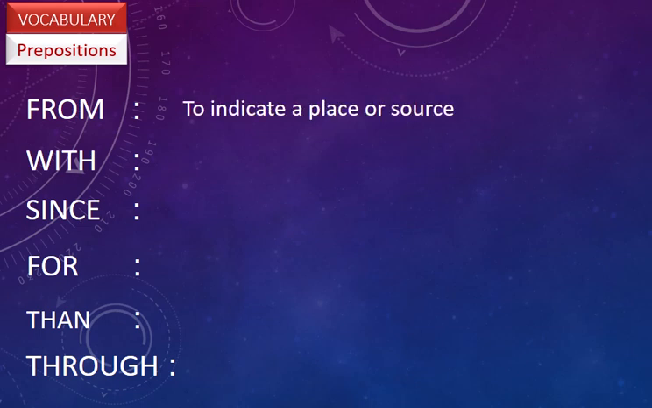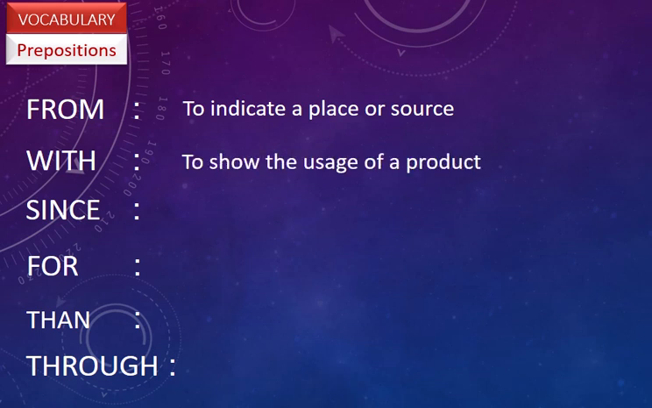So if we look at the first word from, it is used to indicate a place or source. Say for example, I buy vegetables from market, or my friend has ordered an iPhone from the USA. So it indicates a source or a place, and therefore it is used there.